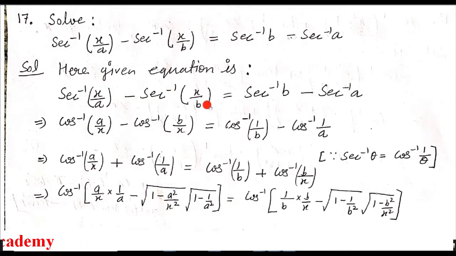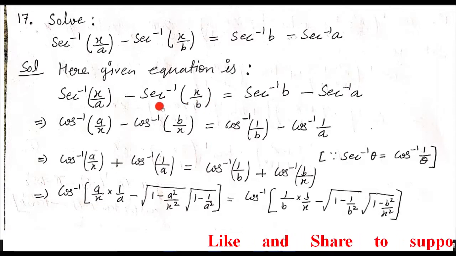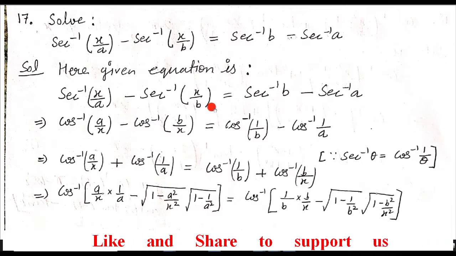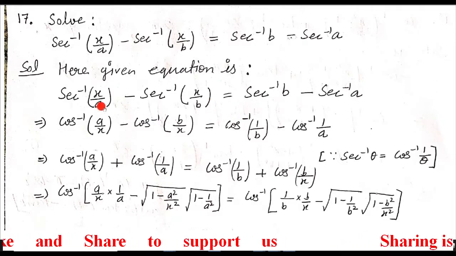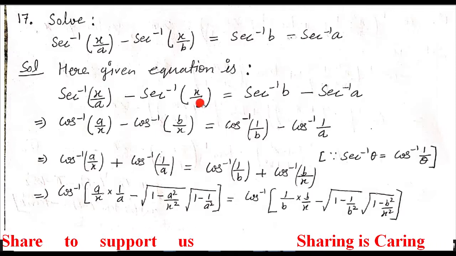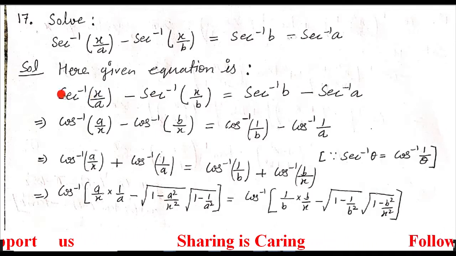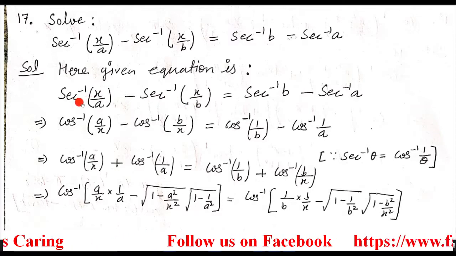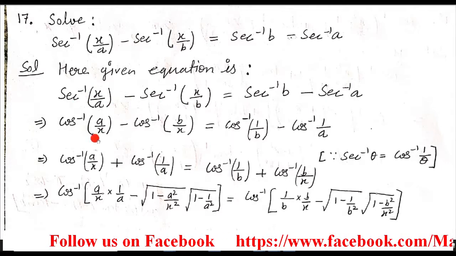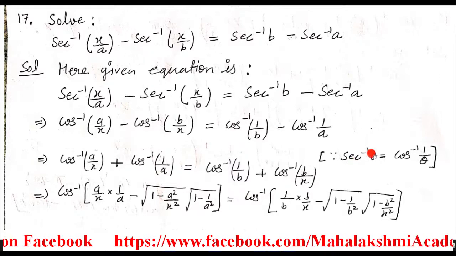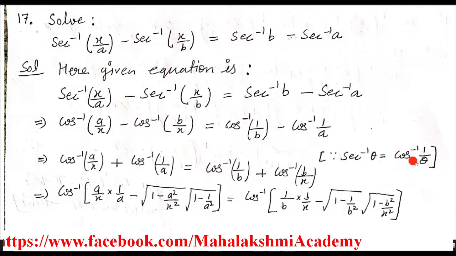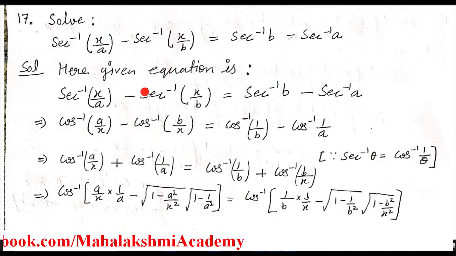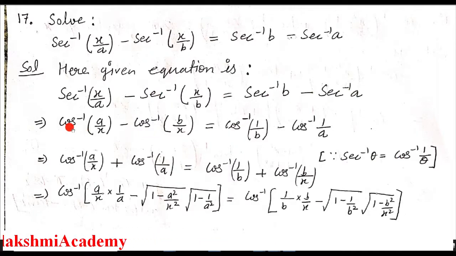Now these are very tricky questions. The trick is that you have to start by this only. Since we have the formulas for sine inverse, cos inverse and tan inverse, but we don't have formulas for sec inverse, meaning we don't have any formula to combine sec inverse a and sec inverse b, we convert sec inverse into cos inverse, because we know that sec inverse theta is equal to cos inverse 1 upon theta. With the help of this, first we'll convert all the sec inverse into cos inverse.